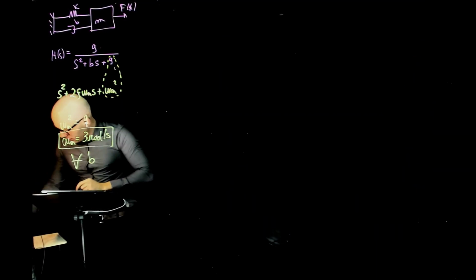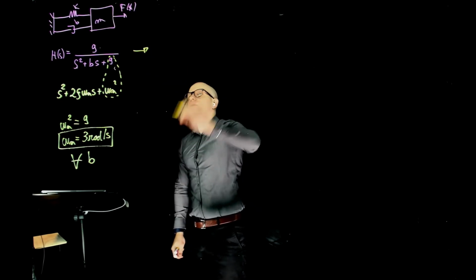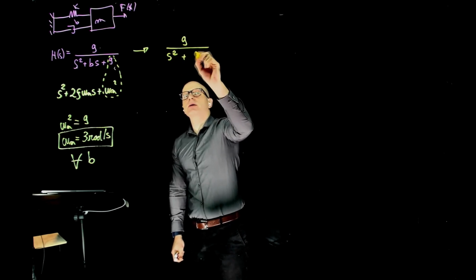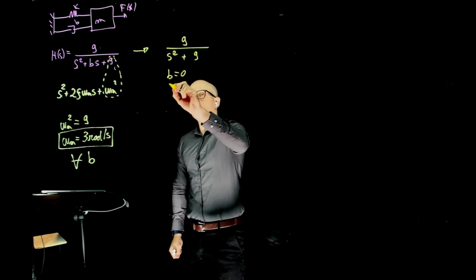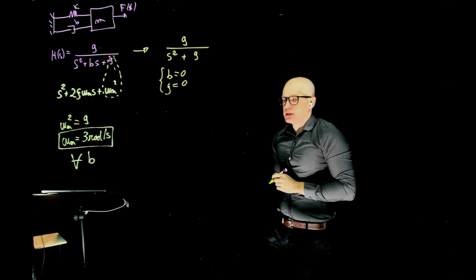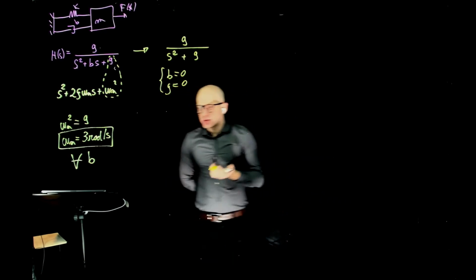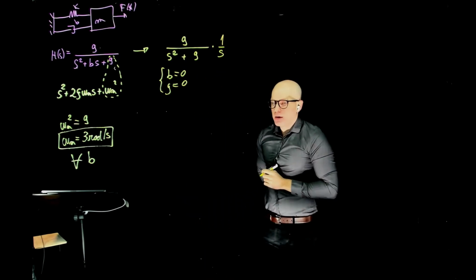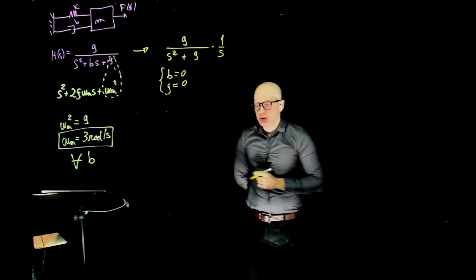Oops, that comes later. Now B equals 0. When B equals 0, this function writes as 9 over s squared plus 9. B equals 0, zeta equals 0. And this characterizes an undamped system. If we want to do the step response, remember to multiply this by the step input, which means that we need now to do partial fraction.